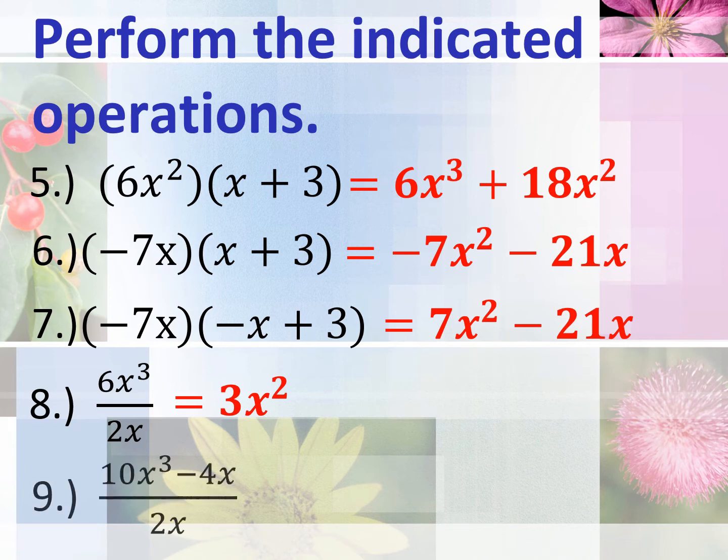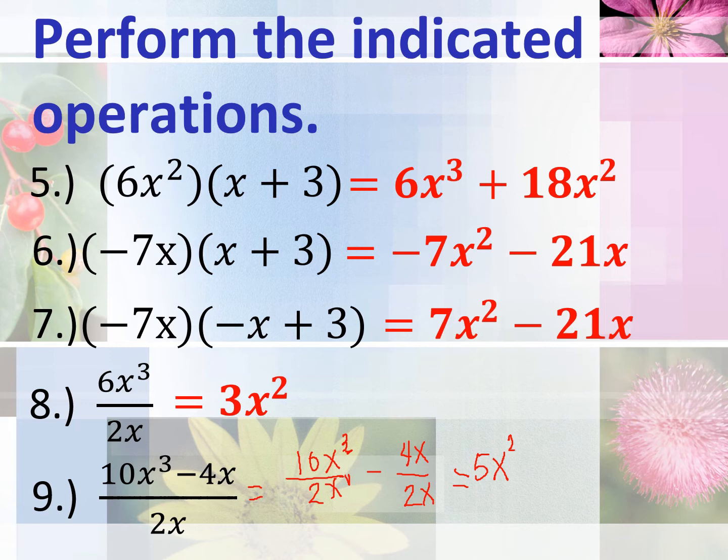Next, proceed tayo sa number 9 example. You have 10x cubed minus 4x divided by 2x. So, dito naman, i-divide natin parehas yung 10x cubed sa 2x. At saka yung 4x. I-divide din natin siya sa 2x. So, magiging 2 term yung final answer natin. So, dito, 10 divided by 2, that is equal to 5. And then, subtract natin yung exponent nila, 3 minus 1 na exponent dito, that is equal to 2. So, we have x squared here.